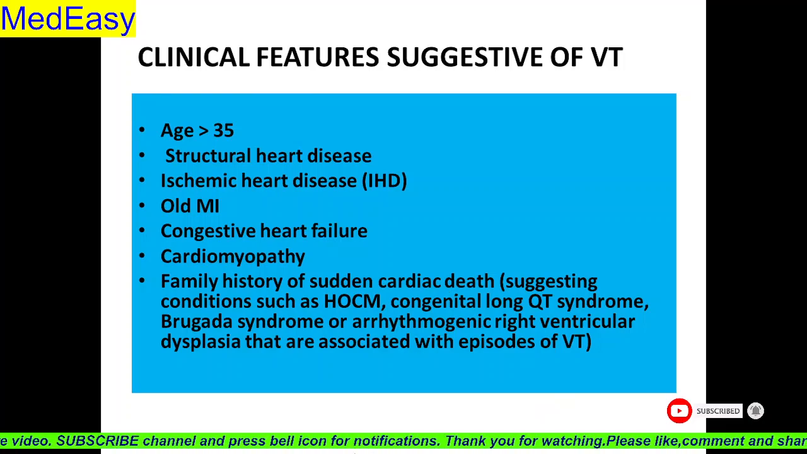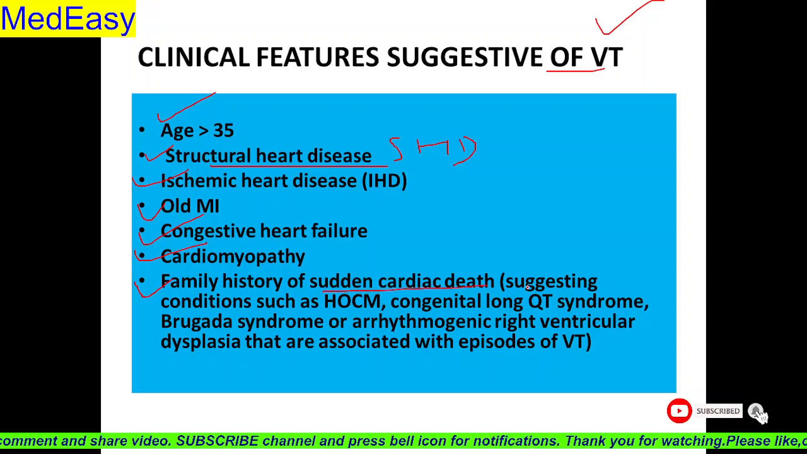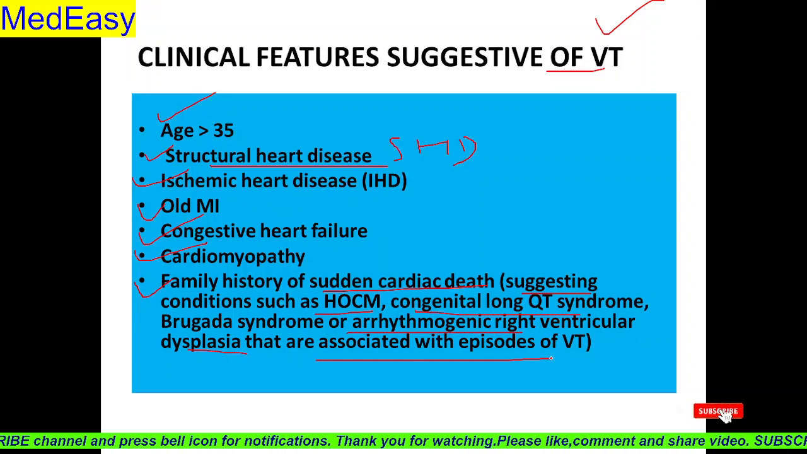All right. But there are some clinical features that favor ventricular tachycardia, like age more than 35, structural heart disease. If a patient has an old structural heart disease, like a valvular problem, myocardial scarring, or myocardial hypertrophy, all of that favors ventricular tachycardia. Ischemic heart disease, old MI, congestive heart failure, cardiomyopathy, family history of sudden cardiac death like HOCM, congenital long QT syndrome, Brugada syndrome, and arrhythmogenic right ventricular dysplasia are all associated with episodes of ventricular tachycardia. So these are the important clinical features suggestive of ventricular tachycardia.